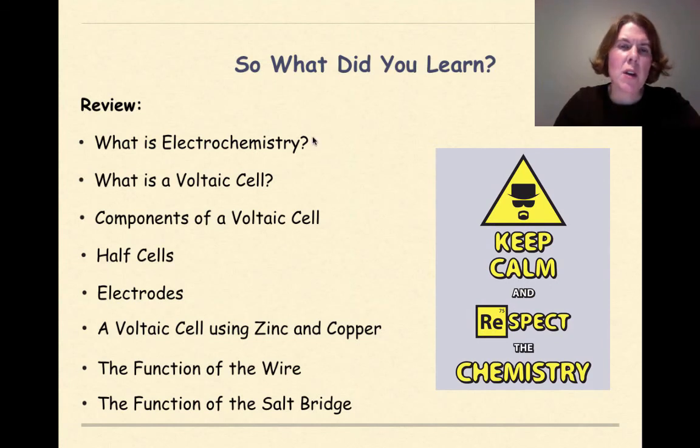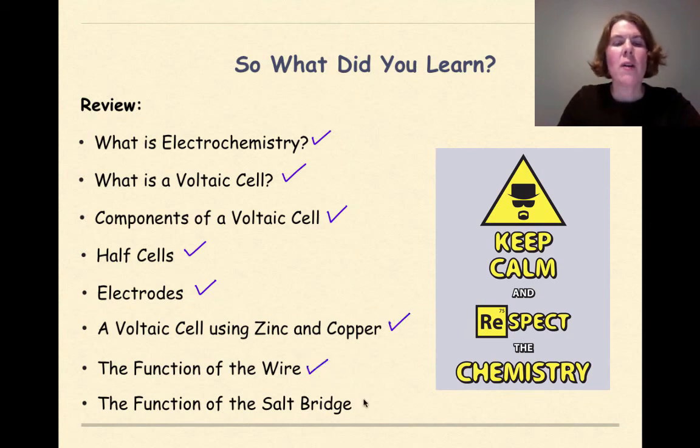So what did we learn? Well, we went over the concept of what is electrochemistry. We talked about what is a voltaic cell. We looked briefly at the components of a voltaic cell. We talked in more depth about half cells and electrodes. We looked at a specific type of voltaic cell that used zinc and copper as its electrodes. We looked at the function of a wire, and finally the function of the salt bridge.